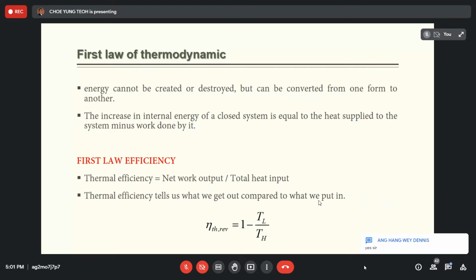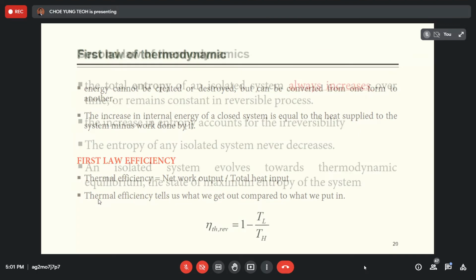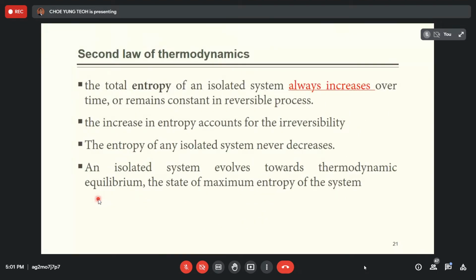So I think last week we learned about the first law of thermodynamics, which is conservation of energy. Energy cannot be created or destroyed. And we have the first law efficiency, which is based on the general equation of the efficiency that we know: output over input. Okay. And then we also have another one called the second law of thermodynamics.